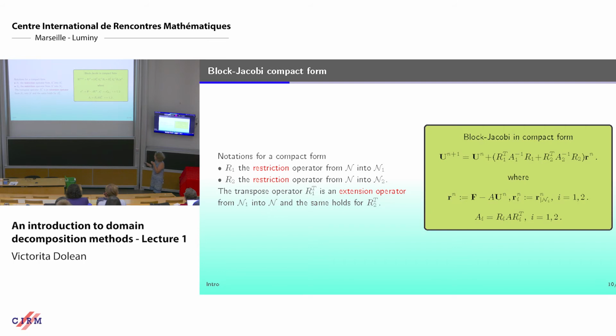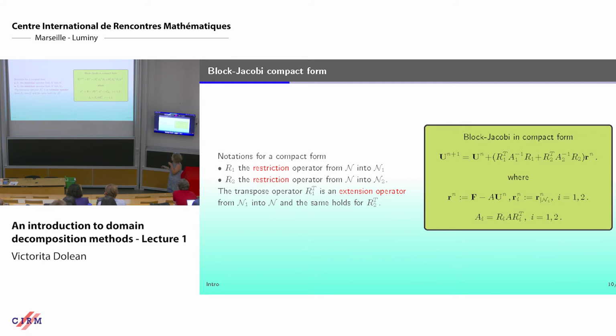Right, so again, now I denote by R1, R2 the restriction matrices from the global set of indices to the local set N1, and R2, the restriction from the global set to the local set N2. And you have the equivalent extension operators, which are the transpose operators, right? Transpose of the matrices R1 and R2.